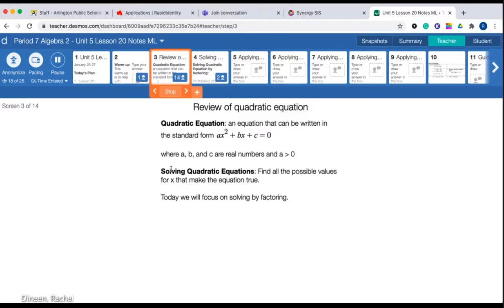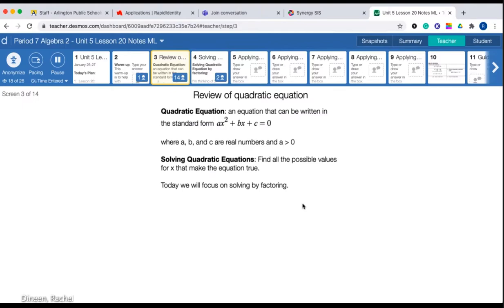When you are asked to solve quadratic equations, you are asked to find all the possible values for x that make the equation true. So it makes the left side balanced with the right side. Last class, we focused on solving by taking the square root. And this class, we are going to focus on solving by factoring. That is why knowing how to factor is very important. If you still do not know how to factor, I would encourage you to learn rather than picking up your phone and using PhotoMath or MathWay. If you want a refresher on how to factor, I am more than happy to teach you.